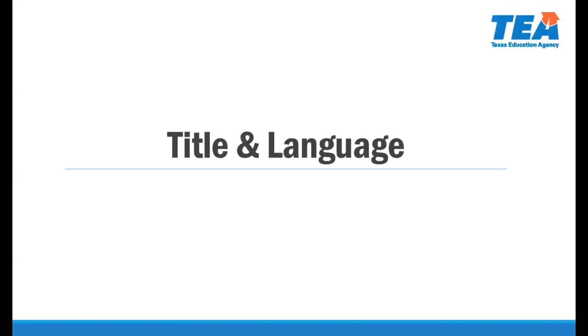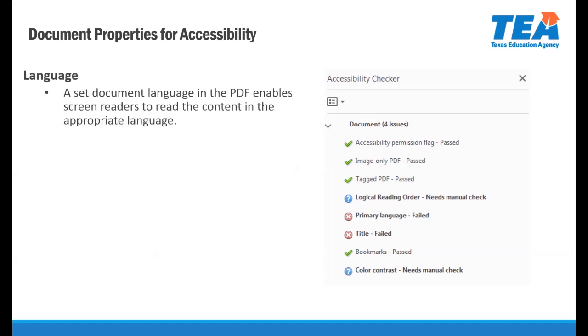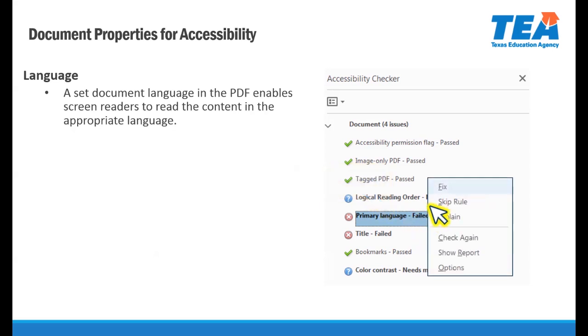A document must have a title and a set language in the document properties to be considered accessible. If one or both properties are missing from a PDF, the accessibility checker will mark them as errors in the document category. The language will need to be set so screen readers can read the content in the right language back to the user. To fix this issue, go to the Accessibility Checker panel, right-click on the error, and select Fix from the menu.